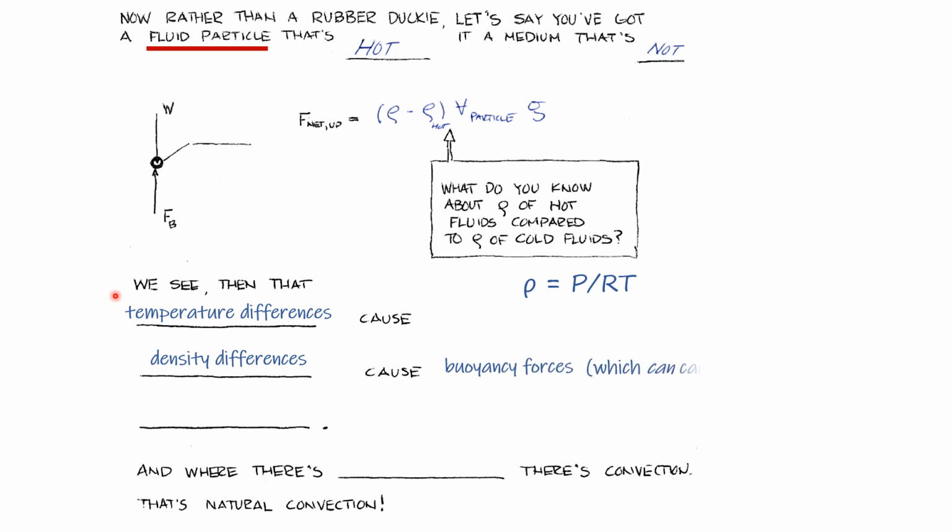And those can, okay, they don't necessarily have to, right? But they can cause fluid motion. And if you've got a moving fluid, that means you've got convection. So this is what causes natural convection: these differences in temperature eventually leading to fluid motion without your having to physically force the fluid to move with a fan, pump, blower, etc.